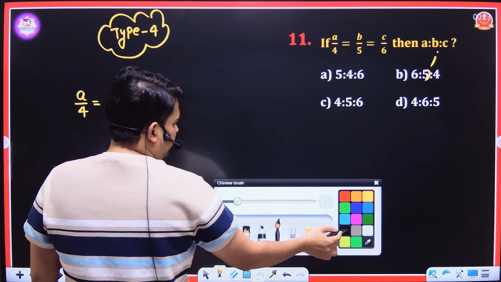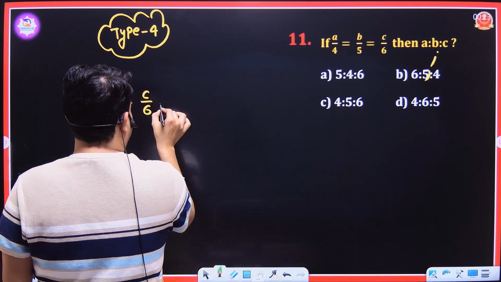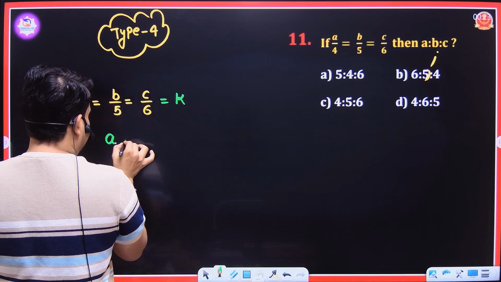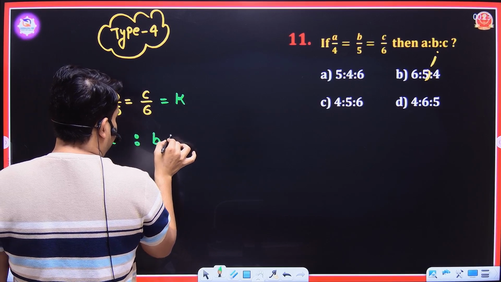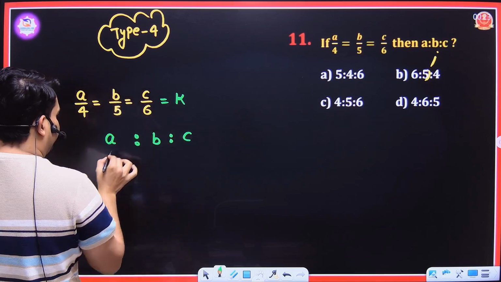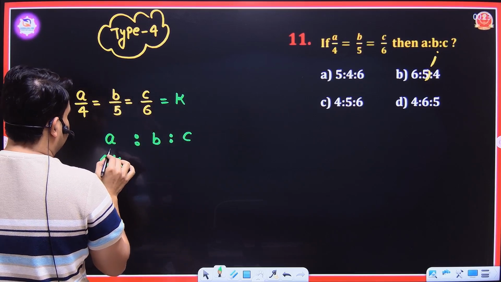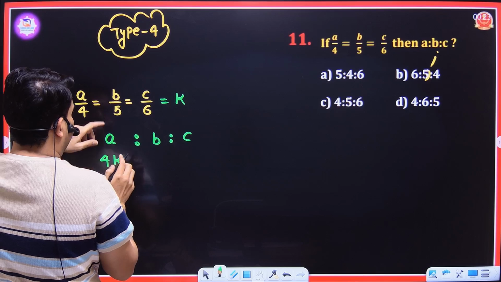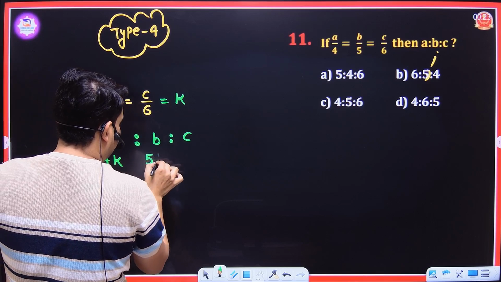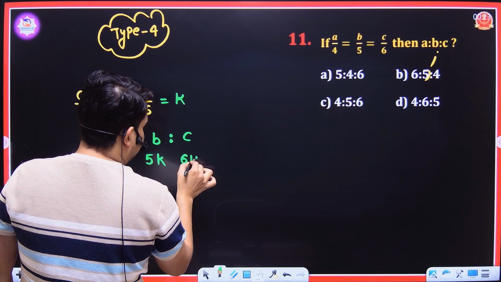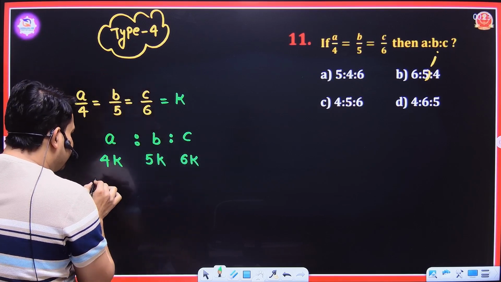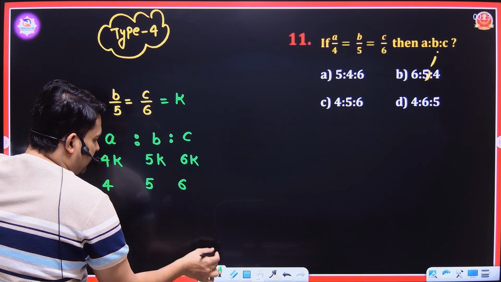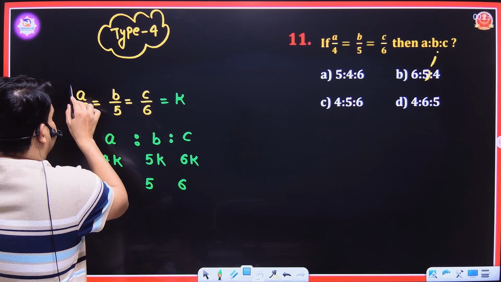First of all, if I assume that all of them are equal to K, then I can write them individually. A by 4 equals K, so A is equal to 4K, B is equal to 5K, and C is equal to 6K, and K is common among all of them. Then I can write easily A ratio B ratio C is 4 ratio 5 ratio 6.